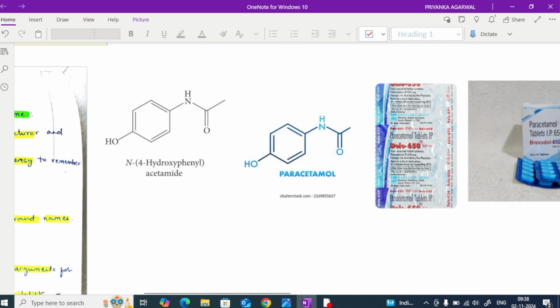So this is a very commonly used drug. So this is nothing but Dolo. This is the proprietary name. Okay, this is the proprietary name for paracetamol.